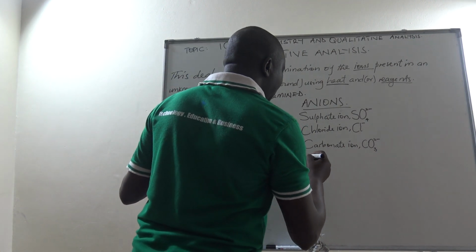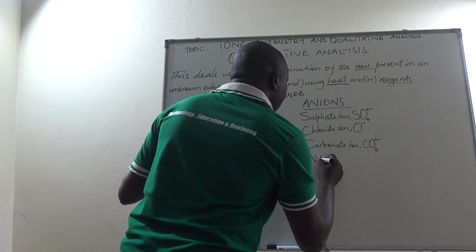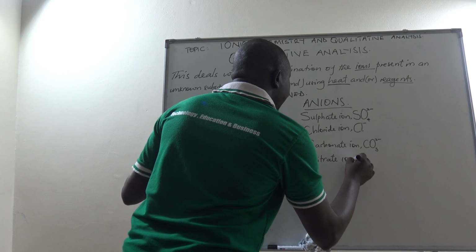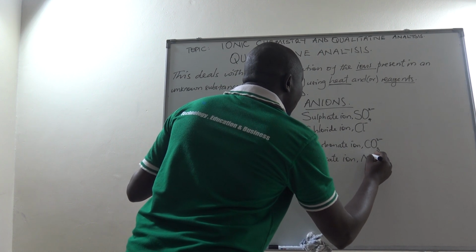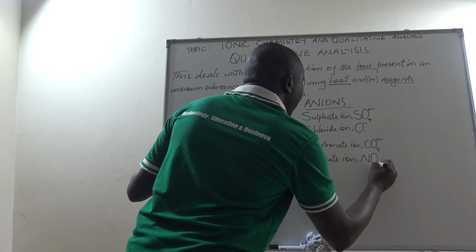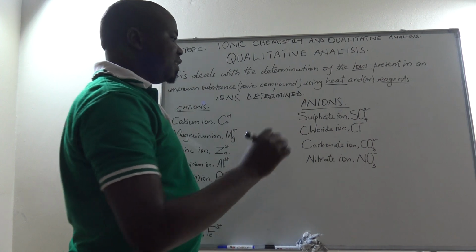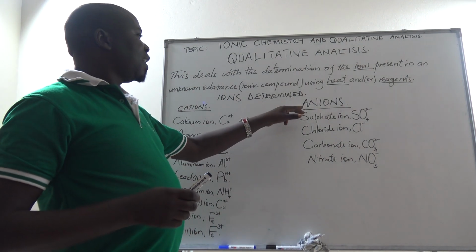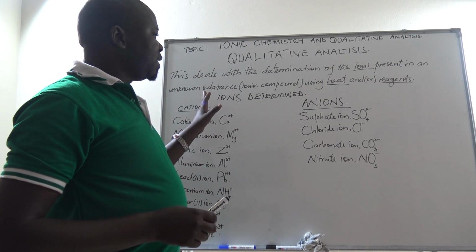Then we have got the nitrate ion, that is capital N, capital O, 3 with one negative charge. Don't write 1 minus, just write minus for the negative charge. So these are the 4 anions that we deal with at this level in qualitative analysis.